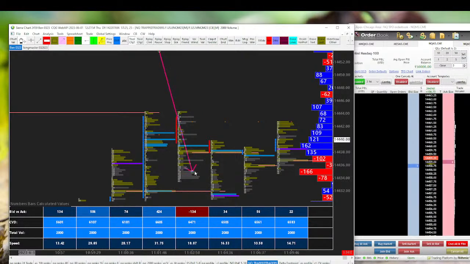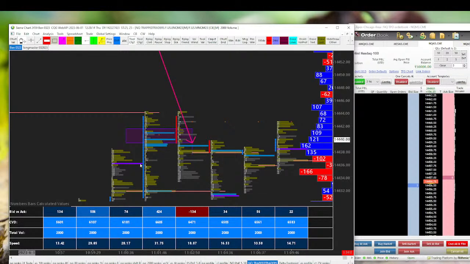Time-wise, it ended down here. But then you could look at where most of the sellers were, and they were underneath buyers. So here's the buyers from the bar before. These aren't Renko bars. This is just the profile. This is actually volume-based.